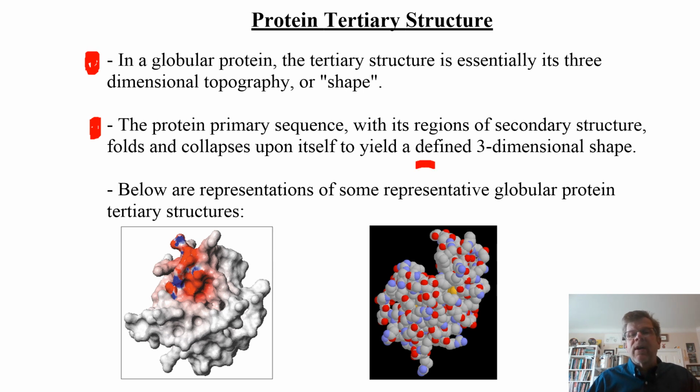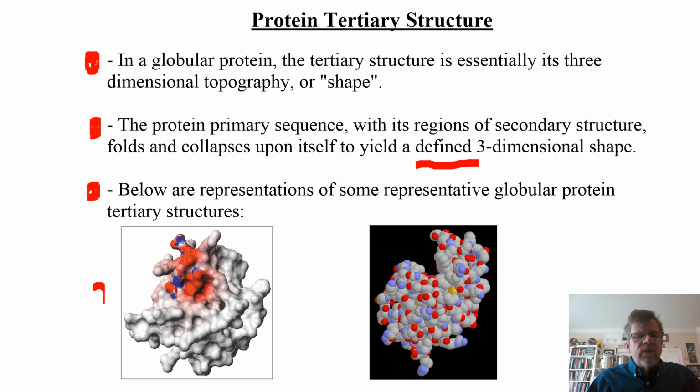Now, importantly, we talk about the term defined here. It has to be a specific three-dimensional shape. So every copy of a protein which collapses into our globular protein, which collapses into a tertiary structure, every single copy of that glob that it forms has to look exactly the same. So if we look down here at bullet point 3, here are some representations of representative globular protein tertiary structures, and shockingly, they look like globs.